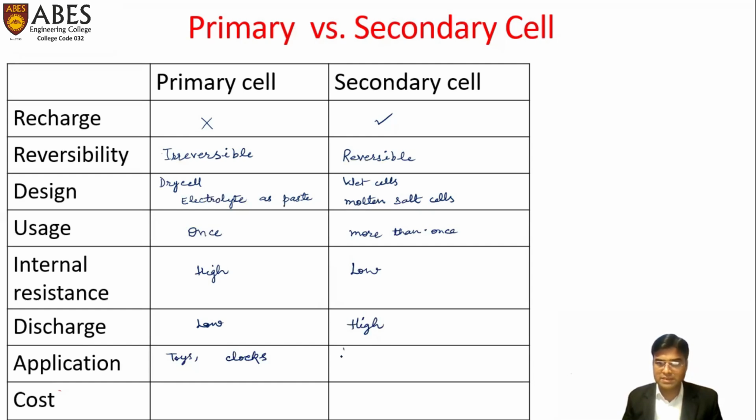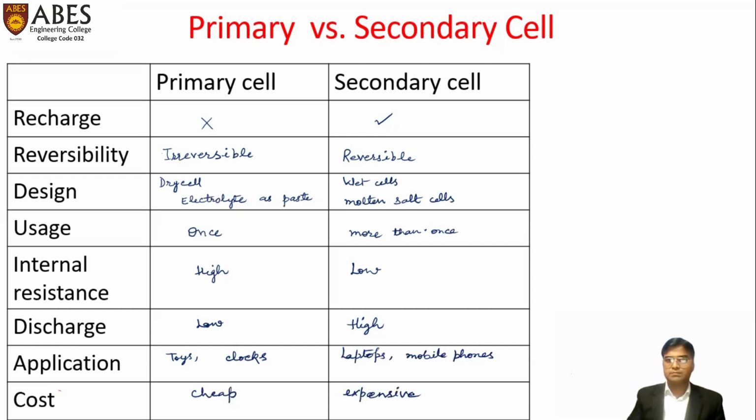So the electronic devices like laptops and mobile phones are the examples of the application. Primary cells are cheaper and easy to use. Secondary cells are expensive. They are more complex in their usage. So these were the differences between primary and secondary cells.